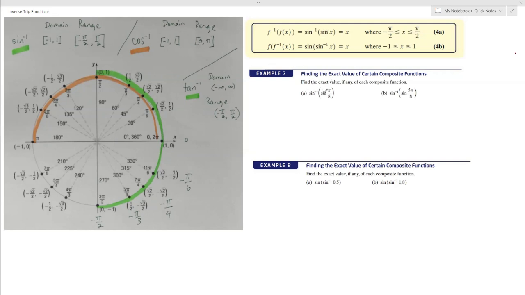So look at this first example: we want the inverse sine of the sine of pi over 8. And I can do this so long as pi over 8 is between negative pi over 2 and pi over 2. And since it is, this rule is going to hold, and I can just say that has to be pi over 8.